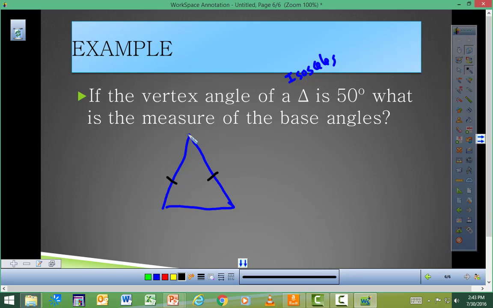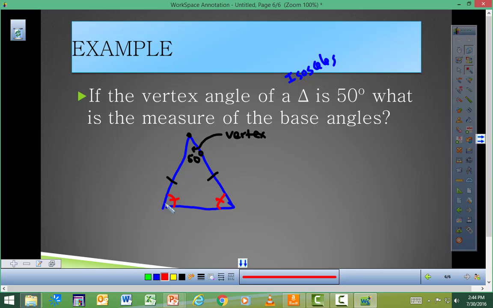Now, remember these angles down here are going to be called the base angles. So the vertex angle is up here. Okay, that's the vertex angle, and we know that that angle is 50 degrees. We also know that this angle here is going to be congruent to this one. We just proved it on our last slide there.